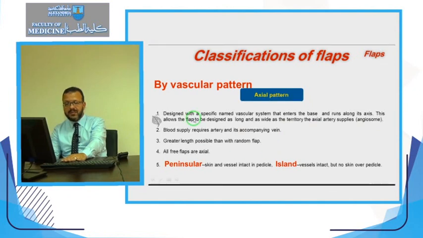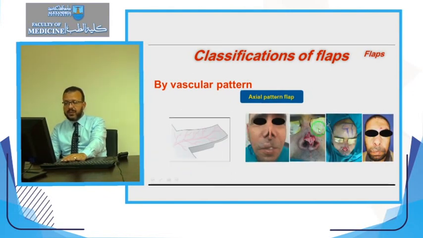While the axial pattern flap is designed with a specific named vascular system that enters the base and runs along the axis, blood supply requires an artery and its accompanying vein. Greater lengths are possible than with random pattern flaps. This is an example of an axial pattern flap, the previous example of nasal reconstruction for regional blood supply. This is the flap harvested from the forehead, which is the paramedian forehead flap, which is based on arteries called the supratrochlear and supraorbital arteries.